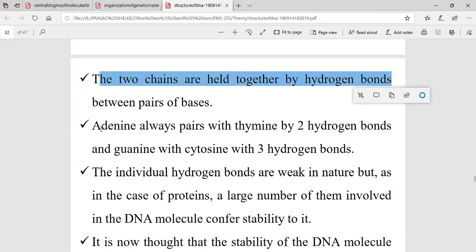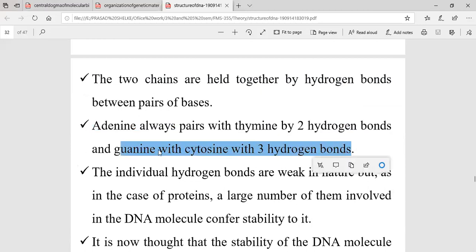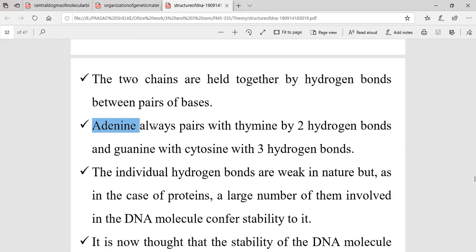Adenine always pairs with thymine by two hydrogen bonds, and guanine with cytosine by three hydrogen bonds. So this should be clear: these are the nucleotides, or nitrogen bases, that bind with each other. Those are weak bonds that can be denatured through heat and other denaturing agents.